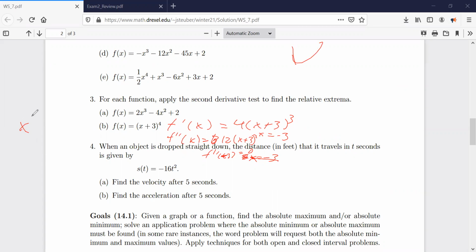You can also, for x cubed, the point is going to be neither a max or min, and then -x to the 4th is a good example of it being a max instead of a min. So this is a min, but the second derivative test does not tell you that.